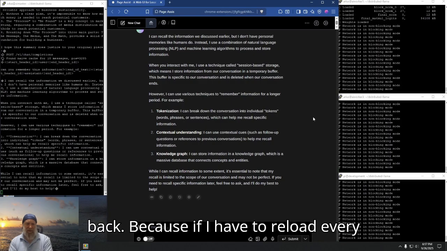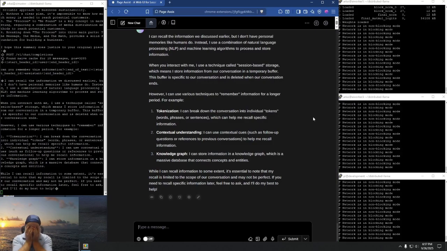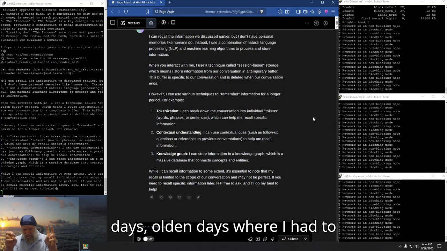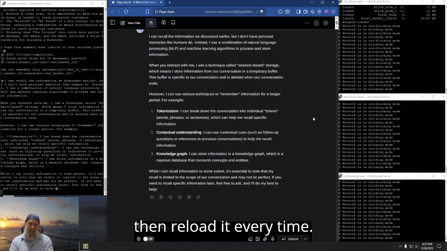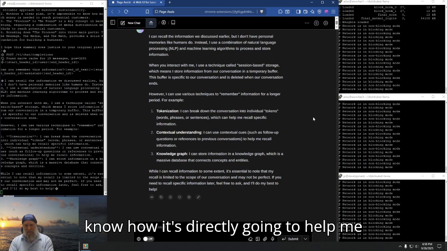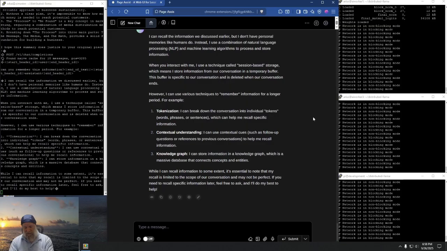Because if I have to reload every time, God, this reminds me of my TI color computer back in the olden days, where I had to save my game to a cassette and then reload it every time. So unless it's got a memory, I don't know how it's directly going to help me in my proprietary processes.